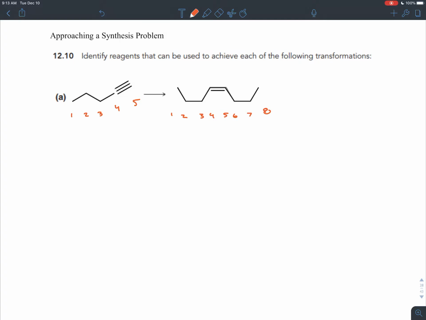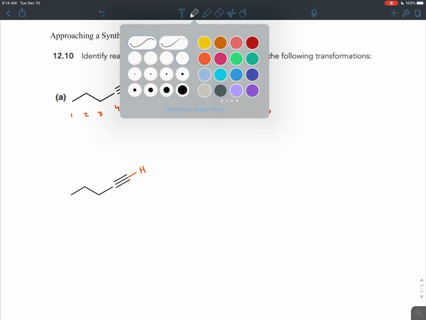The reason that's a useful thing to check at the beginning of a synthesis is that there's only one way to add carbons, so it really narrows down what you have to think about. The only way to add carbons that we've learned this semester is using a terminal alkyne, and that's exactly what we have. If you have a terminal alkyne, an alkyne at the end of a carbon chain, one of the carbons in the triple bond will be bonded to a hydrogen, and that hydrogen is a little acidic.